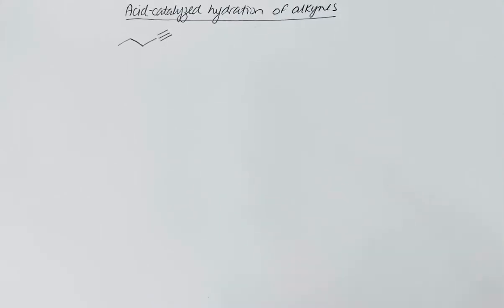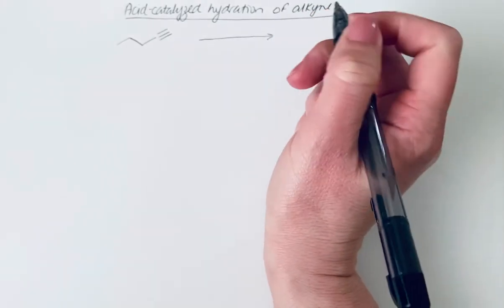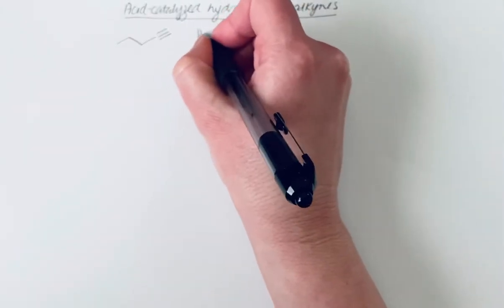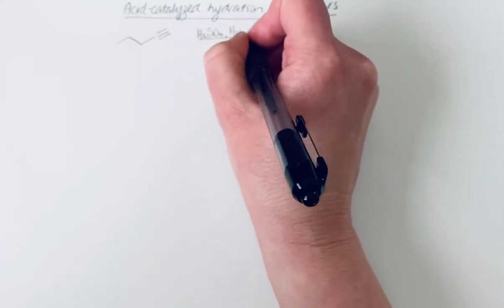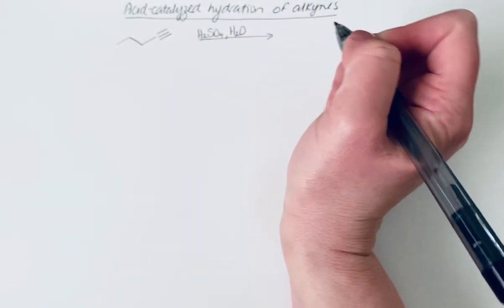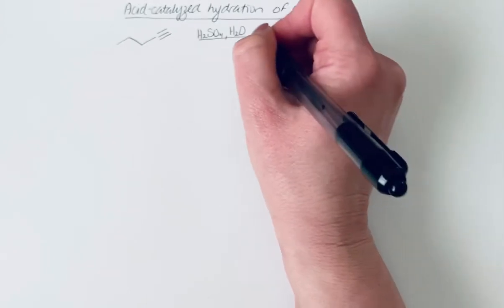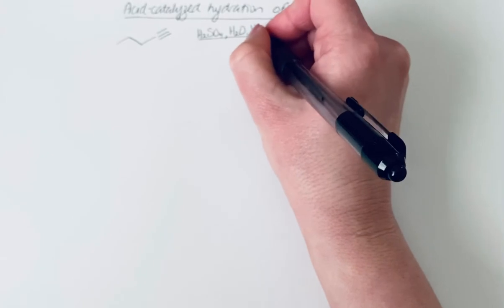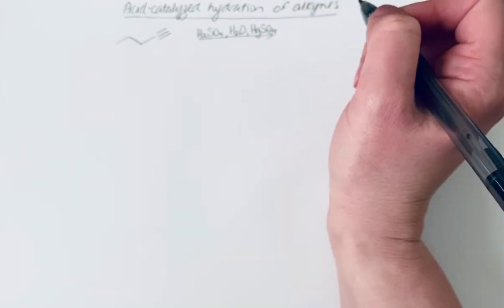Acid-catalyzed hydration of alkynes. An acid-catalyzed hydration of an alkyne, like the acid-catalyzed hydration of an alkene, involves an acid catalyst such as sulfuric acid, water for the hydration, and because alkynes are less reactive than alkenes, we also add in some mercury in the form of mercuric sulfate as an additional catalyst for this reaction.